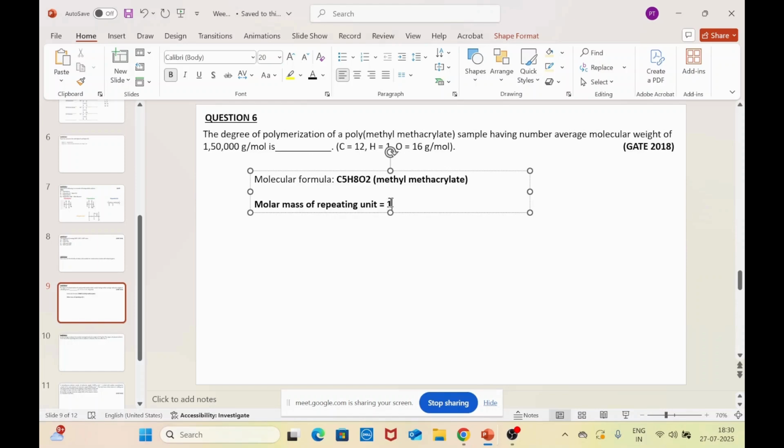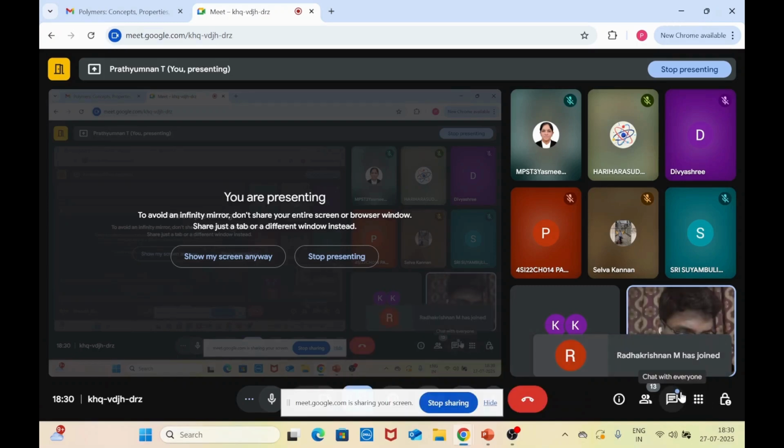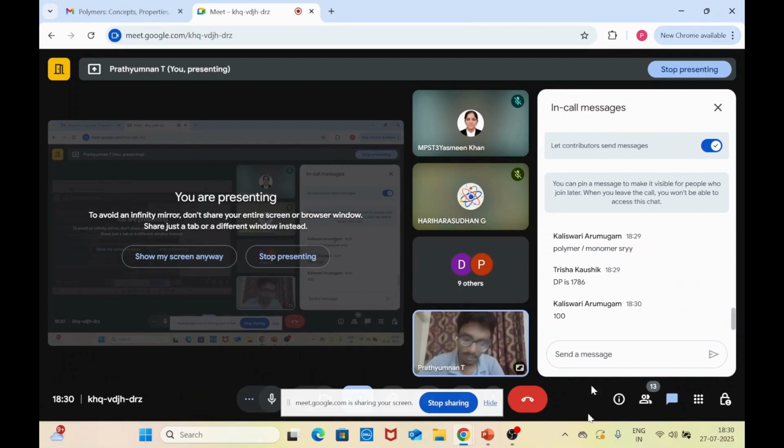So it should be 12 times 5 plus 8 times 1 plus 16 times 2. How much is this? 12 fives are 60, plus 8, plus 32, which is nothing but 100 gram per mole.